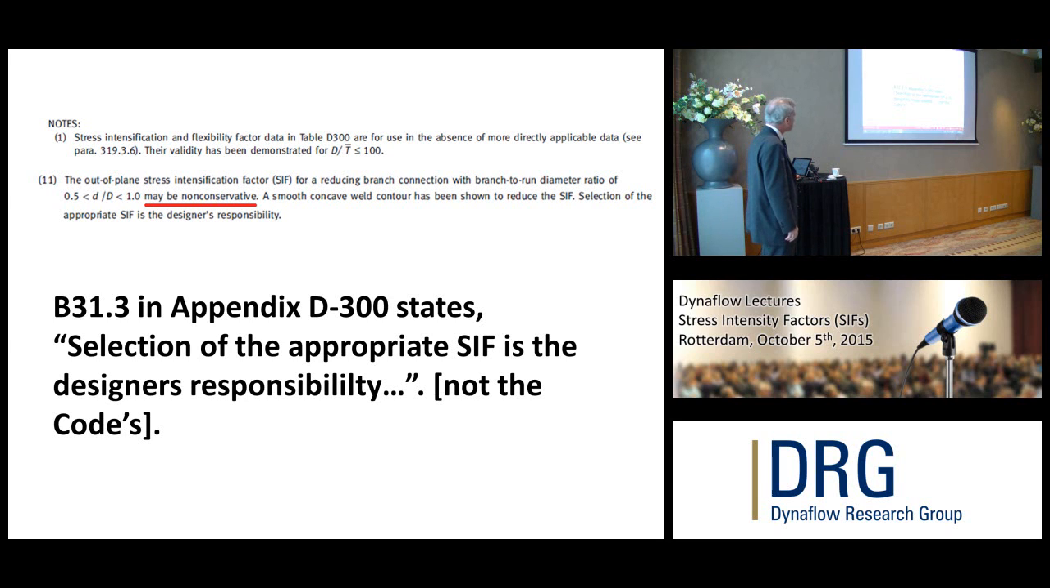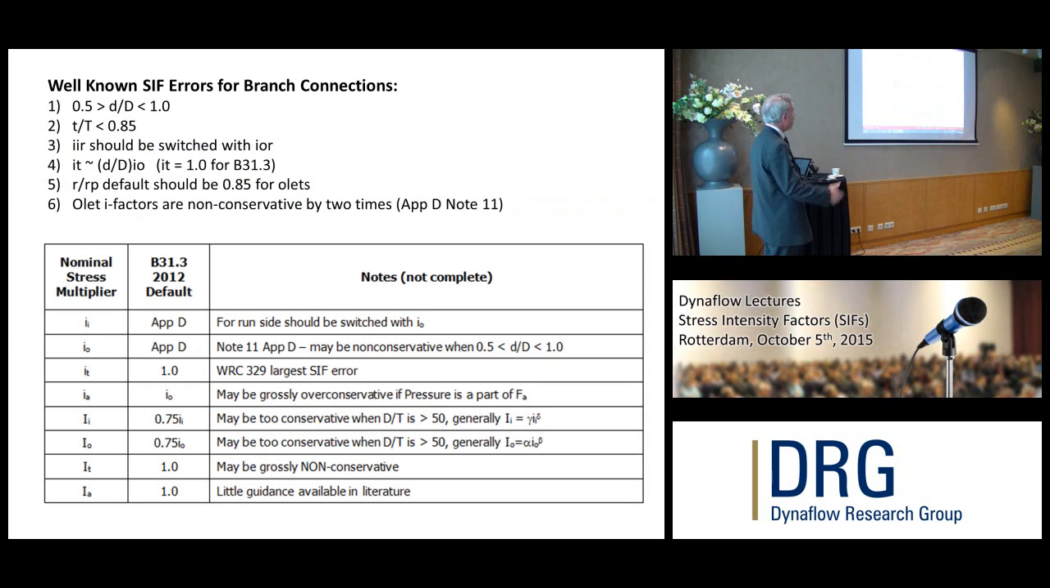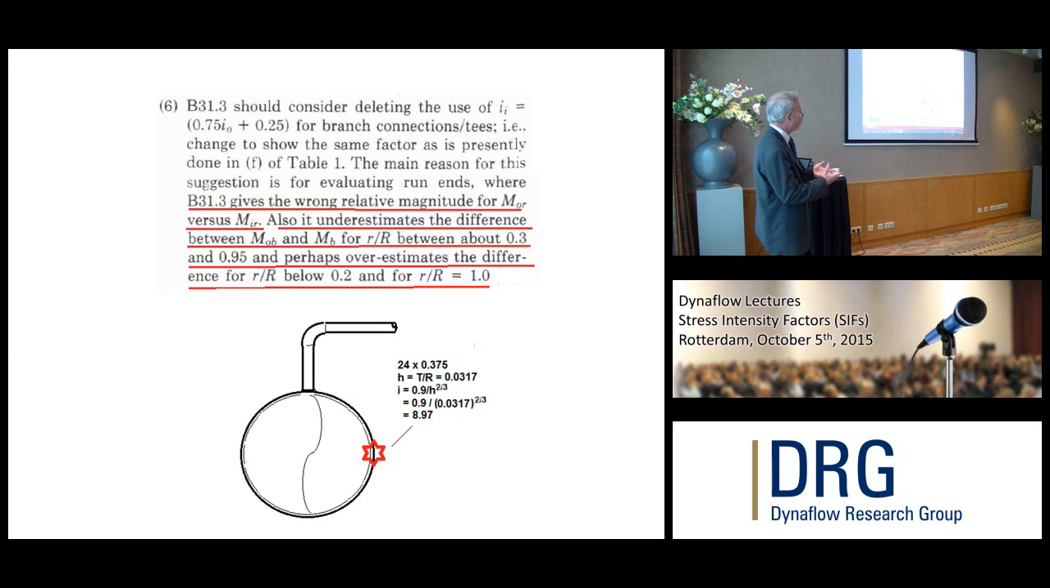So there's a variety of SIF issues. The biggest one for non-conservative, or for over-conservatism is the d over D ratio in the SIF when the d over D ratio is small. When the d over D is small for the run size, we're using the SIF as if it's size on size. So when you've got a large D over T branch connection, the SIF for the run might be 8 or 9. So what happens is you're using 8 or 9 as the stress intensification factor instead of a value of 1. Because with a little d over D, there is no stress intensification factor in the run.